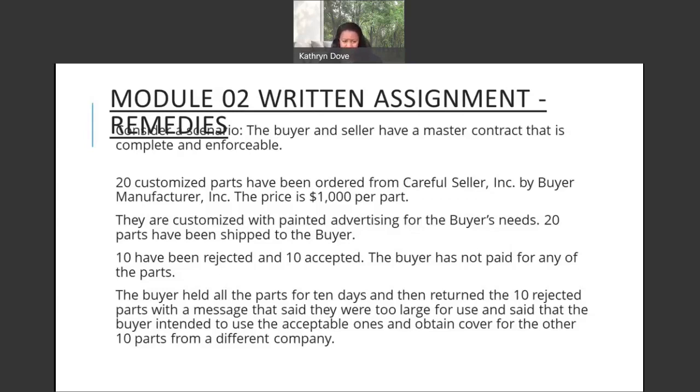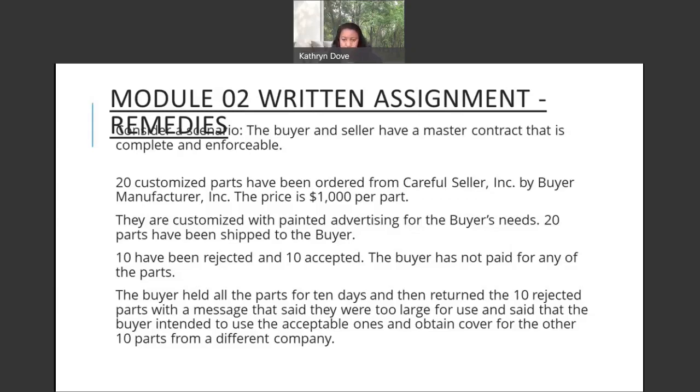The buyer held all the parts for 10 days and then returned the 10 rejected parts with a message that said they're too large for use. The buyer intended to use the acceptable ones and then simply cover by getting the goods it needs from a different company. Does the UCC allow that? So as you read this scenario, you should definitely take out a piece of paper or open up Microsoft Word or open up your phone and jot down your initial thoughts.